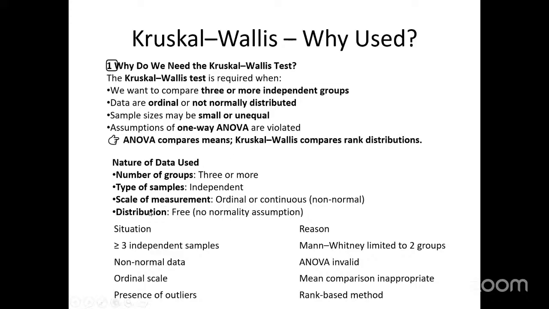So what are the situations when three or more independent samples are there? The Mann-Whitney test is not appropriate for that, because we dealt with two groups when we use Mann-Whitney. Non-normal data is there. For normal cases, we would be dealing with ANOVA. For non-normal cases, we will be dealing with Kruskal-Wallis. This is ordinal scaled data, and the presence of outliers is there.